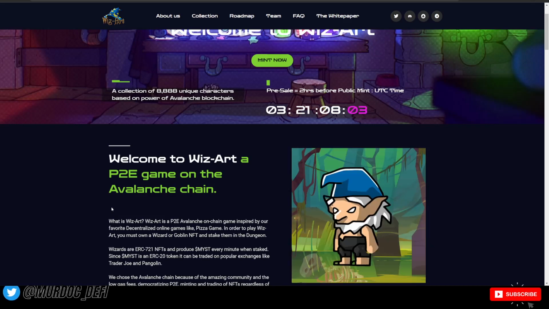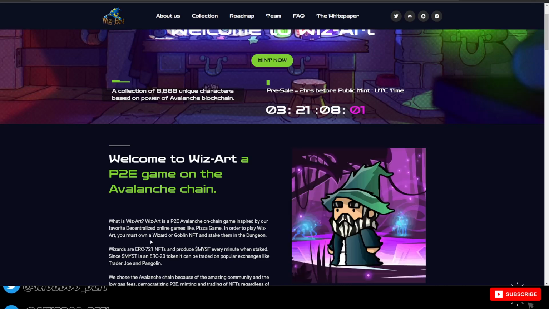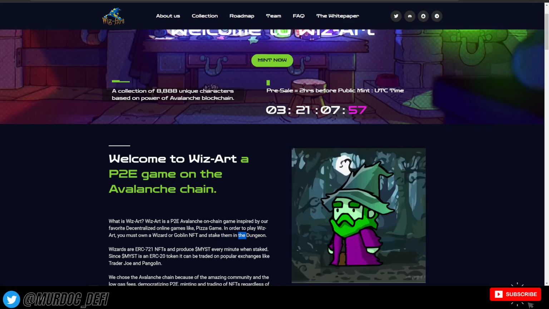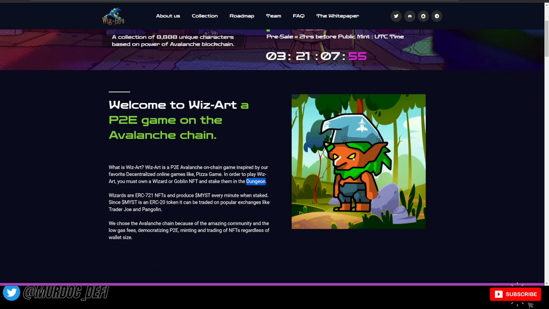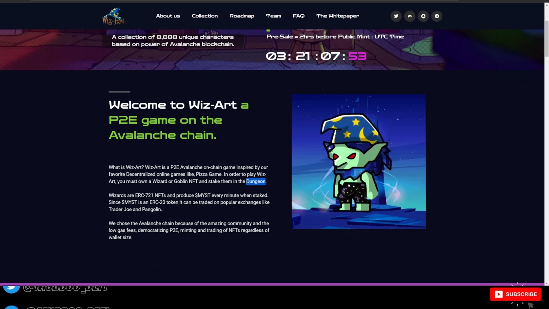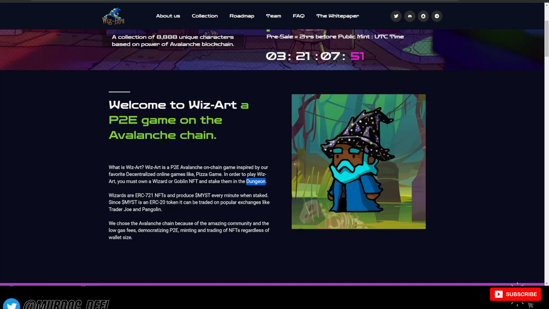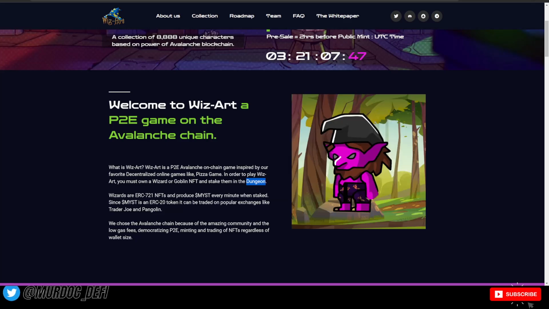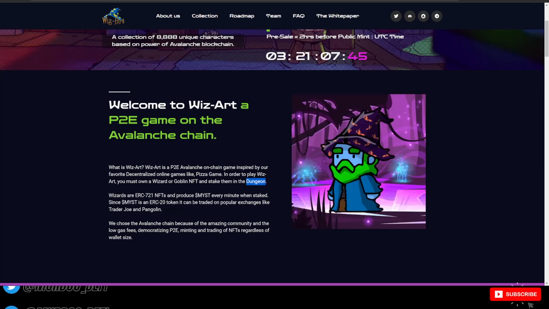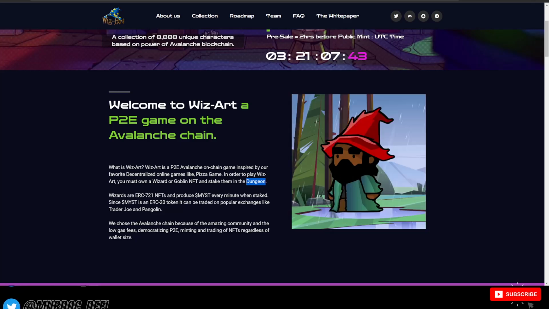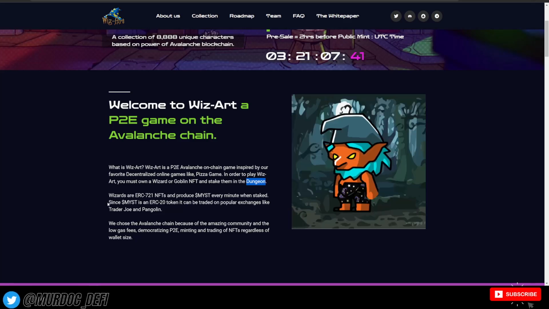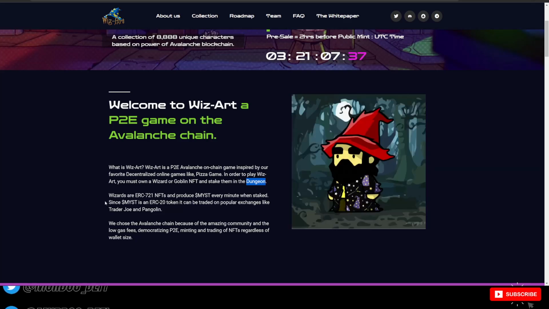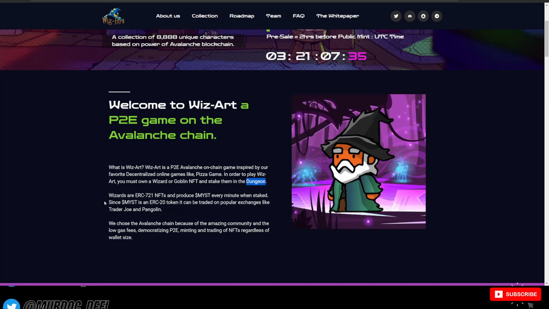In order to play Wiz-Art, you must own a wizard or a goblin NFT and then stake them in the dungeon. And as you can see here, you can see some of these wizards and some of the goblin NFTs as well. They look pretty cool. Wizards are ERC-721 NFTs that produce the Mist token every minute when staked. Since Mist is an ERC-20 token, it can be traded on popular exchanges like Trader Joe and Pangolin.